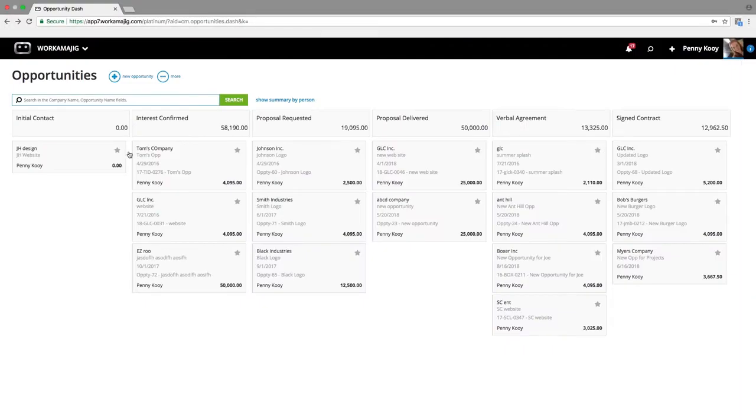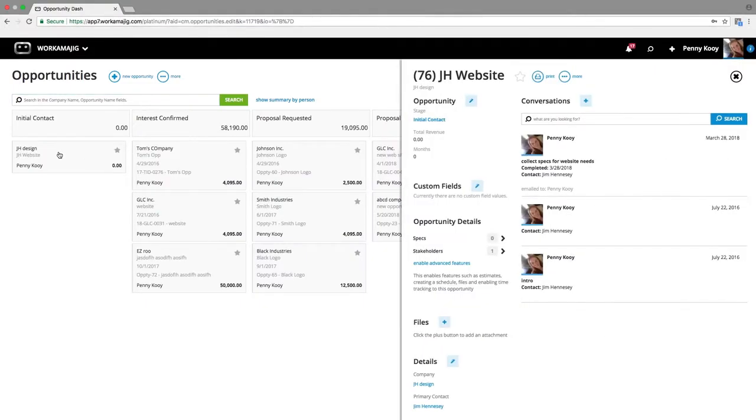Now, opportunities are a way for us to manage not only new business, but also for account executives to be able to manage opportunities that they're working on or new strategies that they're working on with their client base. So the opportunity area is a great section of Workamajig that has a variety of different components, not only to manage the financial portion of the opportunity, but also to manage the communication, moving it through its process.